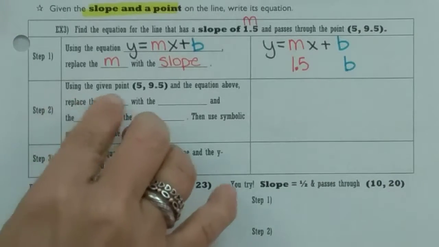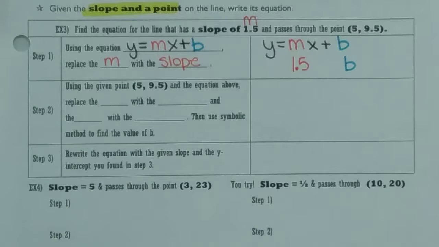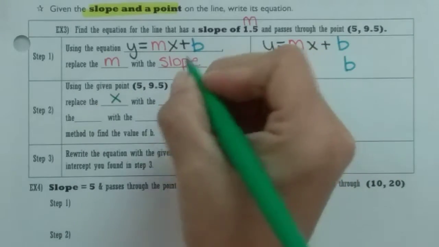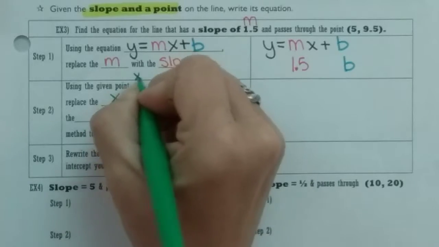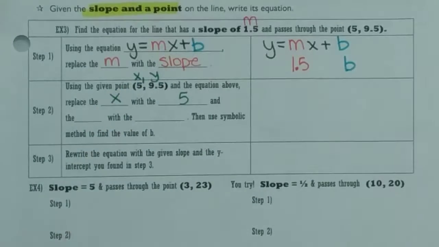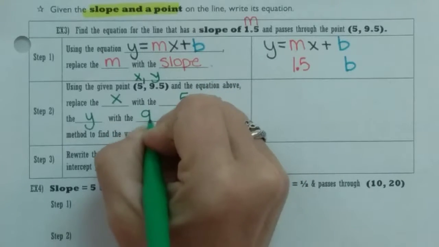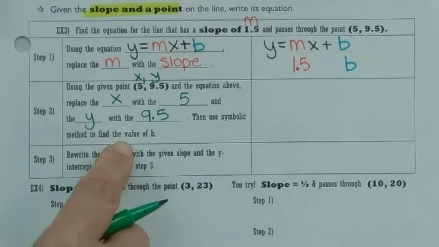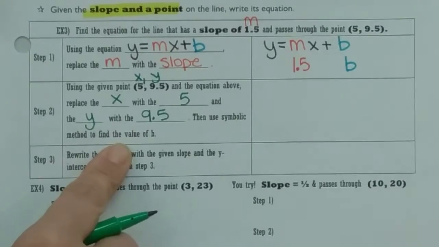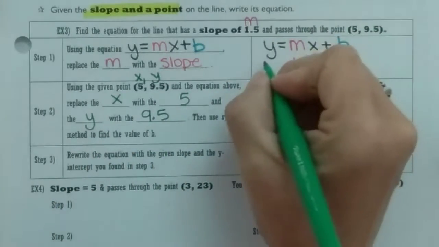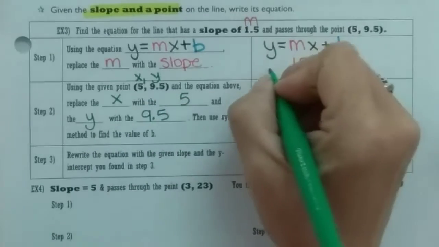So this says using the given point 5, 9.5 in the equation above, replace the x with the 5, because remember points are written as x, y, and the y with the 9.5. Then use the symbolic method to find the value of b. Okay, so we're going to go to the y, and we're going to put a 9.5.